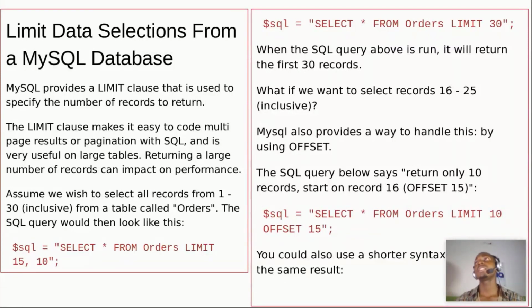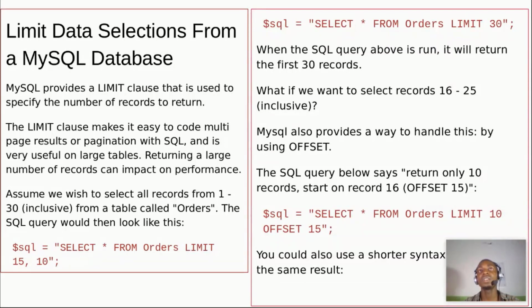Imagine you had 10,000 entries in the database and I wanted to query just the first 100. Will you need all the 10,000? No. So that is where the limit is used in PHP. MySQL provides a limit clause that is used to specify the number of records to return, right? The limit clause makes it easy to code multi-page result pagination with SQL. If you have heard of the term pagination before, that is where the limit is used.